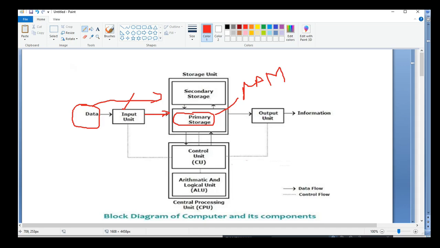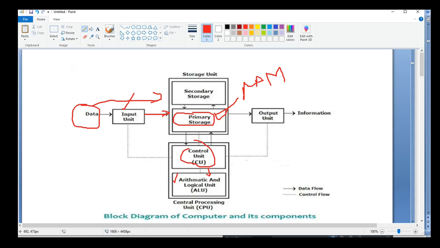If the data contains any calculations, those calculations are performed by the arithmetic and logical unit with the help of the control unit. Whatever data is entered by the user is sent to the control unit, and the control unit transfers the data to the ALU to perform arithmetic and logical operations. Arithmetic operations are addition, subtraction, division, multiplication. Logical operations are AND, OR, NOT, that is, comparison operations.